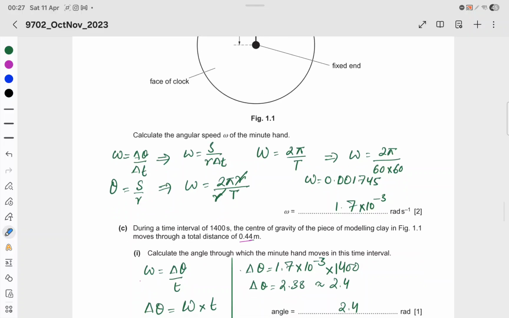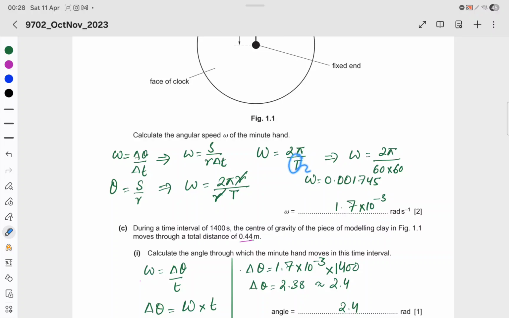Now calculate the angular speed. We know the formula for angular speed is either omega equals 2 pi over T if it is completing 1 complete rotation, or omega equals angular displacement over time. Angular displacement we convert into linear displacement, which is s over r, and s for a complete rotation is 2 pi r. So the final value is omega equals 2 pi over capital T, which is the period.